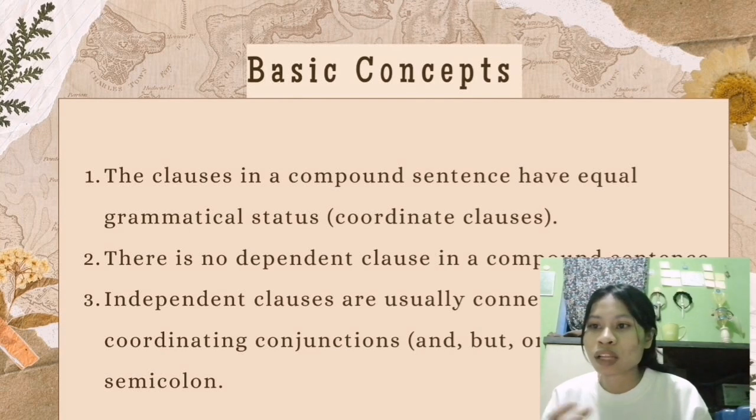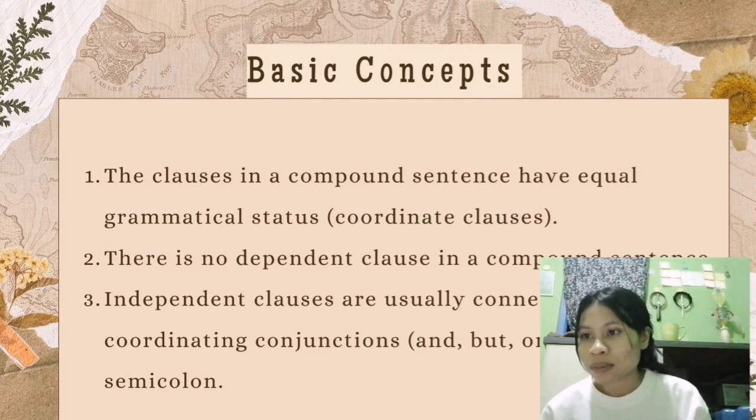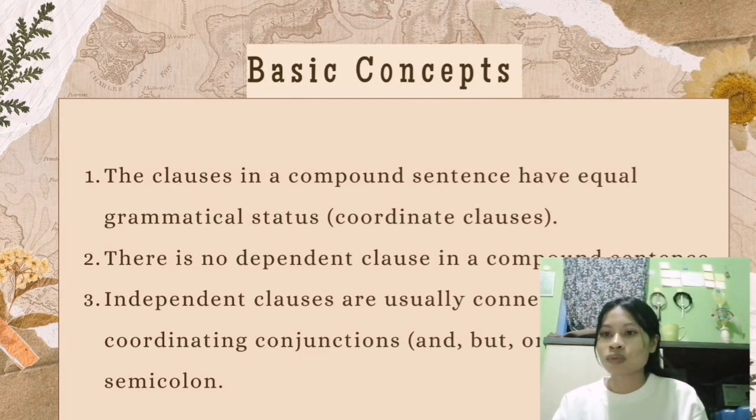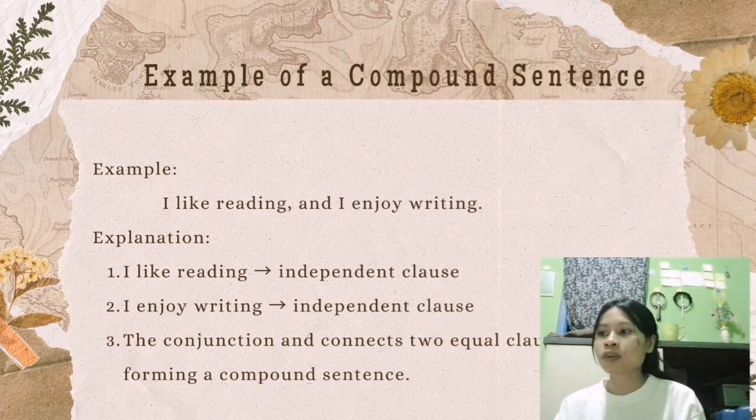So this coordinative relationship is usually indicated by the use of coordinating conjunctions such as, like I told you earlier, and, but, or, and so, or by the use of a semicolon. These connecting devices serve to link clauses of equal status without creating structural dependency, allowing each clause to retain its independent nature. So we move to the next slide. The next slide is an example of a compound sentence.